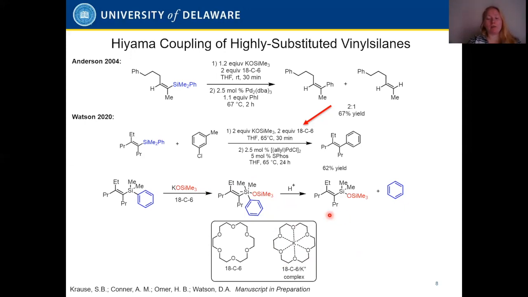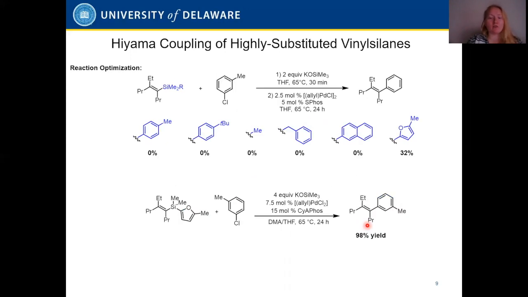So my colleague hypothesized that in order to eliminate 18-crown-6, we simply need to facilitate this protodesilylation process. Now, she examined a variety of different optimization conditions that I'm not going to go into, but you'll just have to wait and see with the paper. But one of the more interesting things she looked at is the substitution on the silicon center.